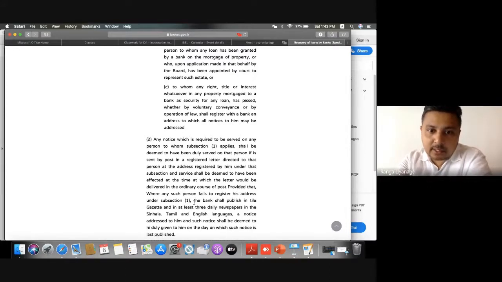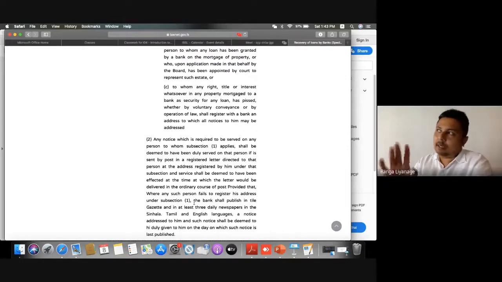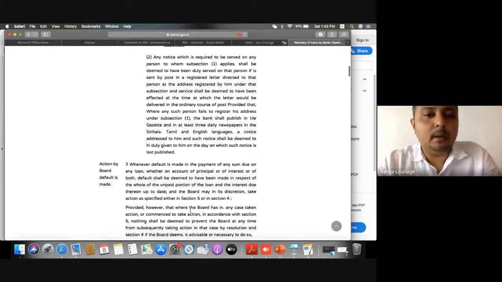And that subsequent service shall be deemed to have been effected at the time at which the letter would be delivered in the ordinary course of post, provided that where any such person fails to register his address, there is no address, what the bank has to do is publish that notice which the bank intends to send to that particular borrower in the Gazette and in at least three daily newspapers in English, Sinhala, and Tamil. Once they do that, it is deemed that that person has received the notice, right?